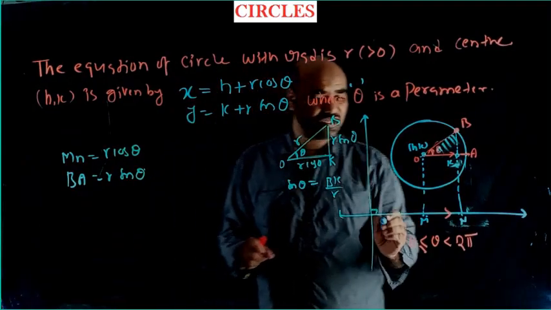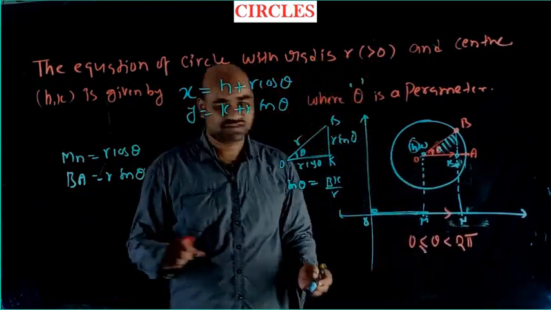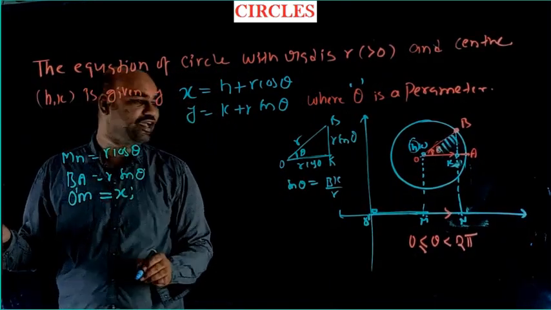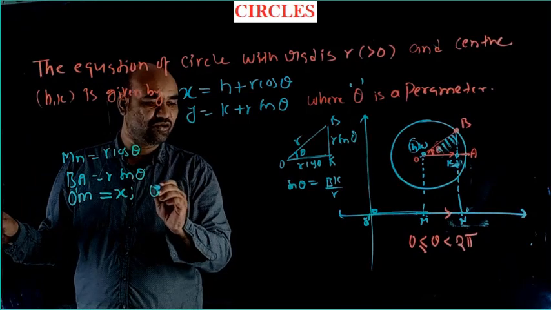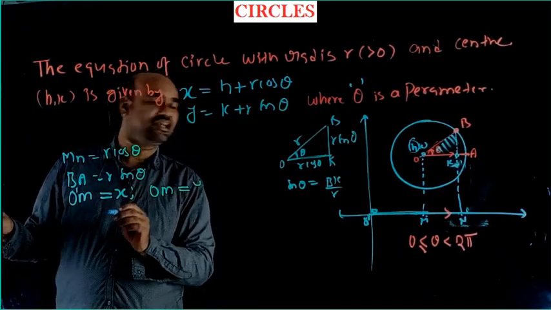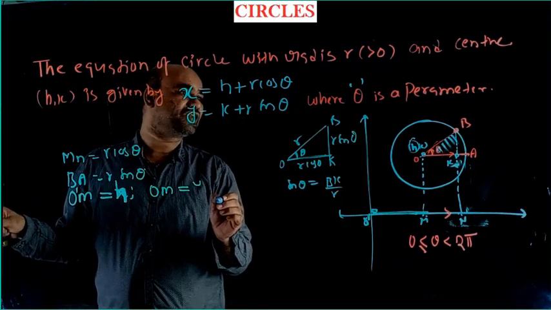Okay. So here OM is nothing but x. O dash M equal to x, but OM is equal to x not here h, sorry, h. So OM is nothing but k now.